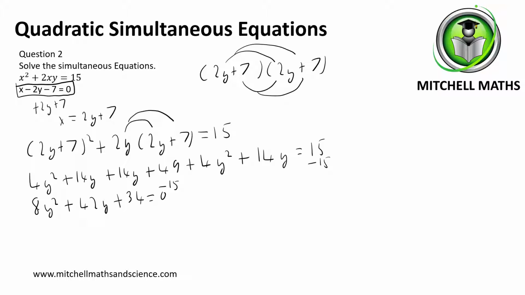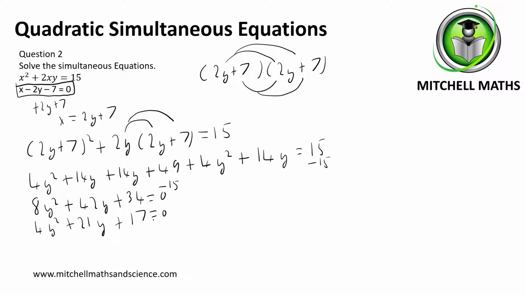As you can see, all these numbers are even, so I'm going to divide by 2 first of all to just make it a bit more simple so it's easy to work out. 42 divided by 2 is 21, 34 divided by 2 is 17. And I'm again in the position where I can either factorise or use the quadratic formula.